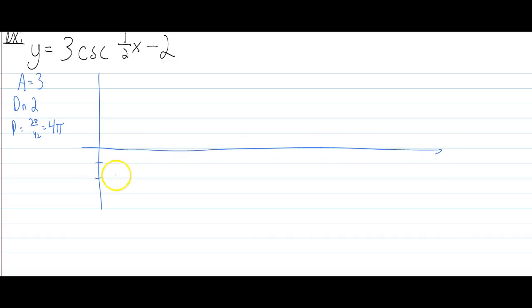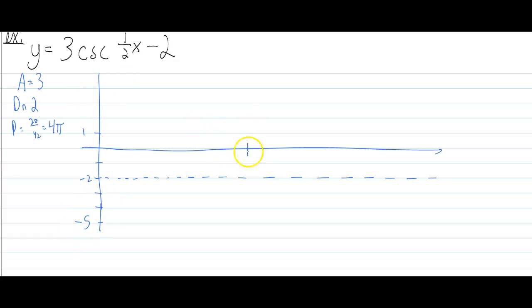The whole thing shifts down by 2, so here is the new line of equilibrium. Our horizontal axis is shifted down 2, and since the amplitude is 3, it means it reaches the maximum height of +1 and a minimum height of -5.